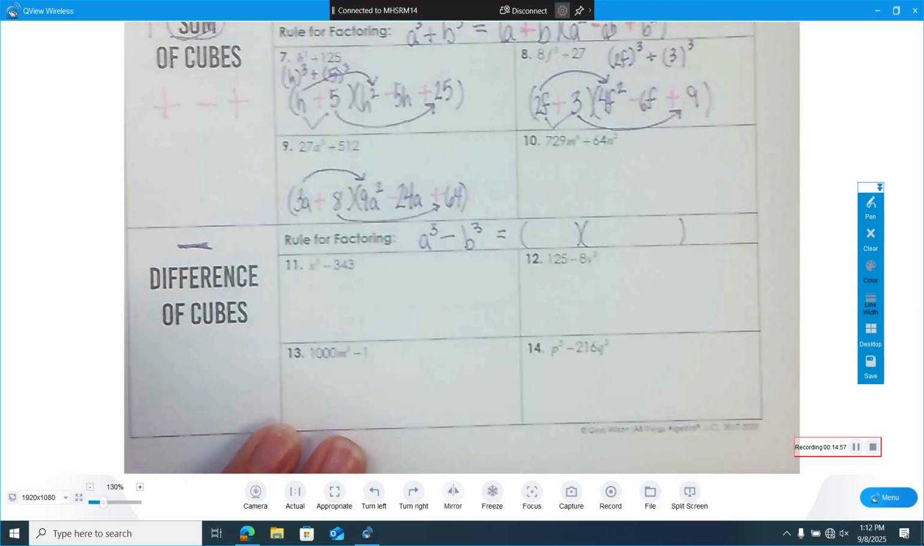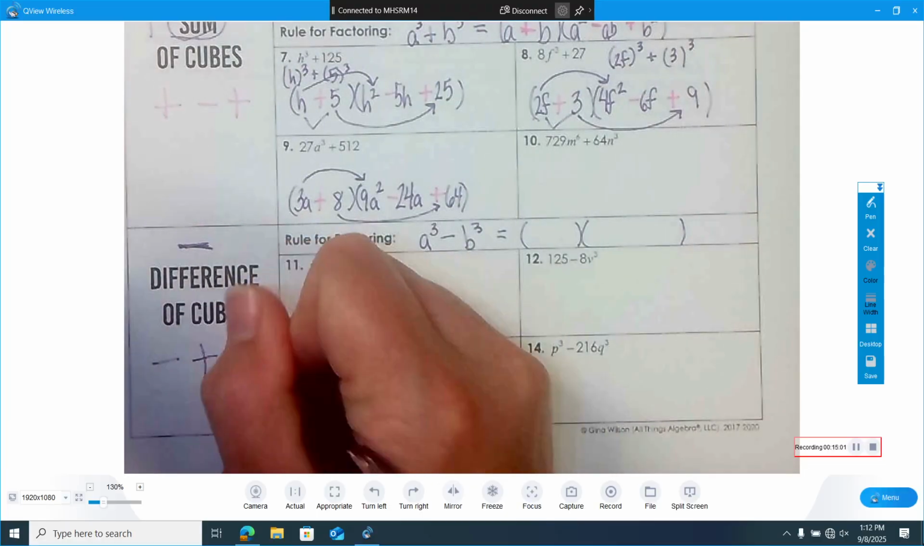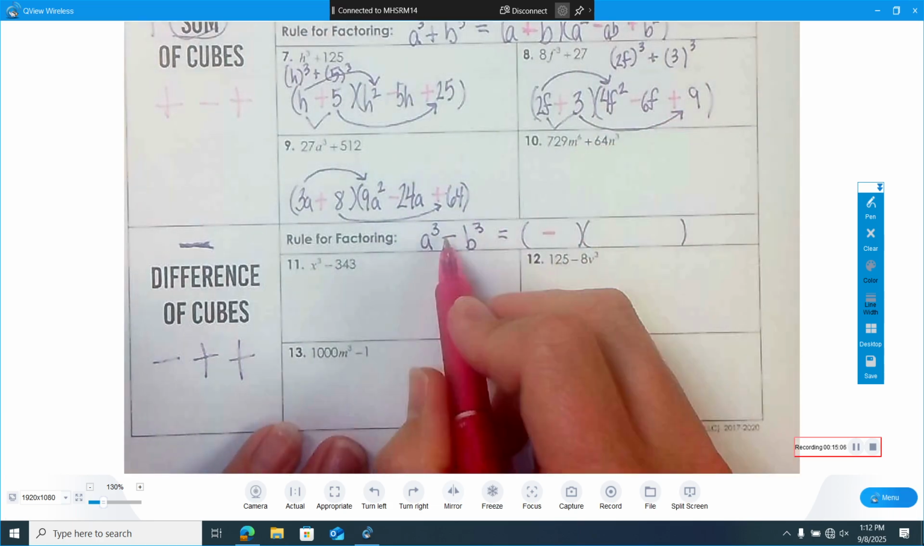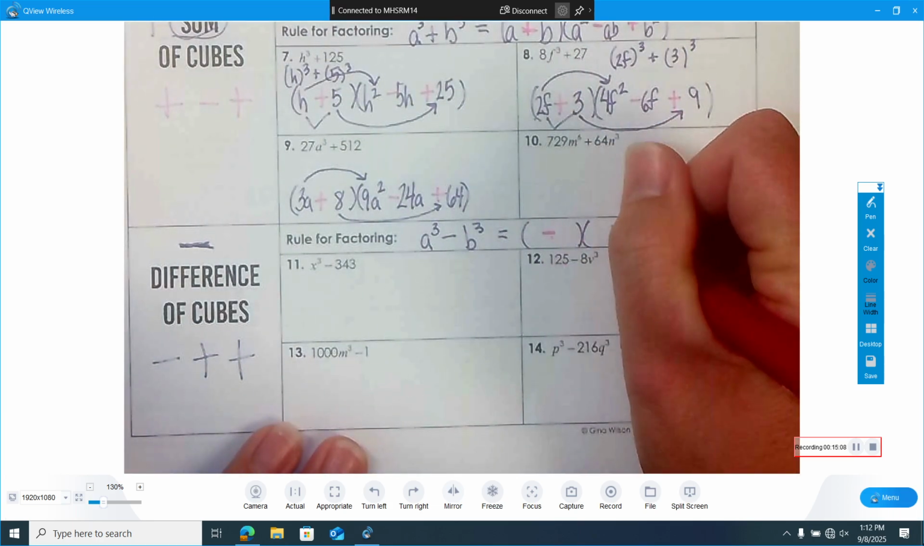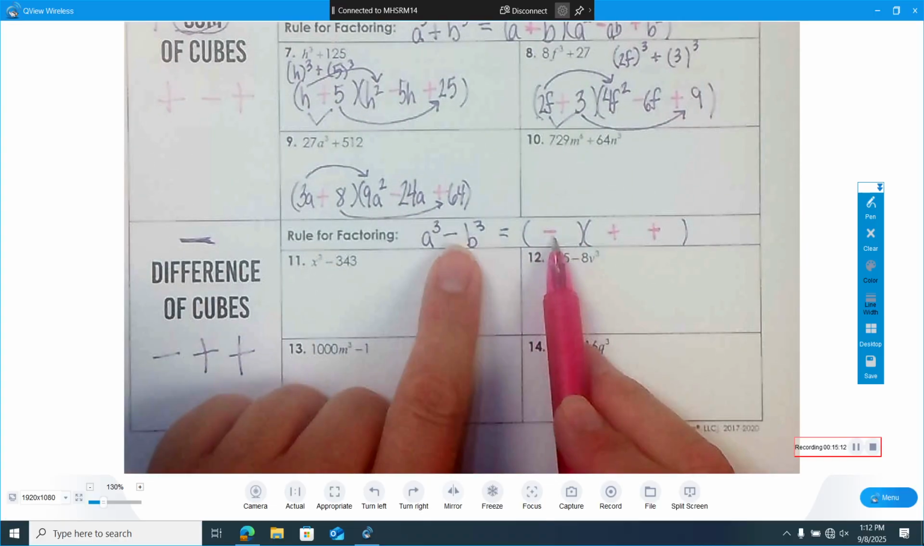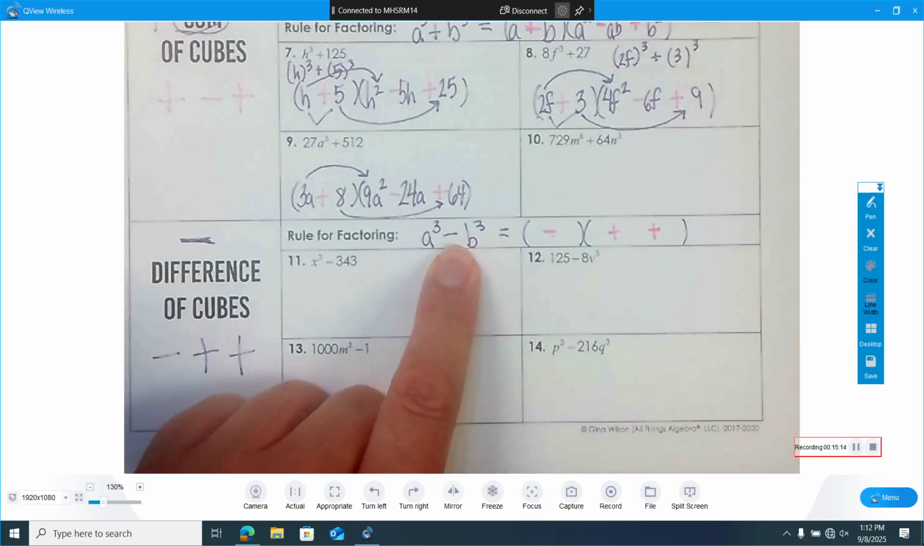It's actually minus, plus, plus. Yeah, so you keep the sign, change the sign, always positive. Keep, change, always positive is how that works, really.